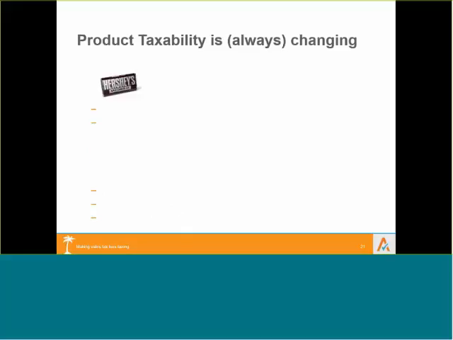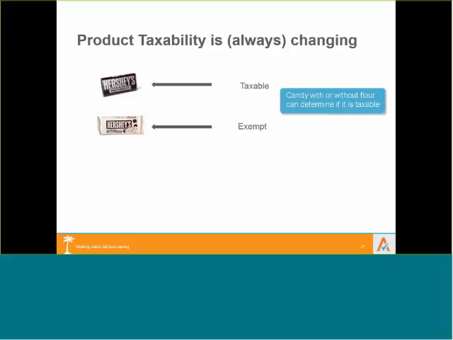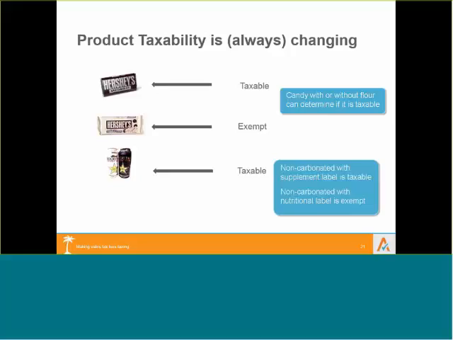This is a candy bar, and with or without flour can actually determine its taxability. If it has flour, it's considered a food, and if it's not, it's considered a candy. 24 states have different rules regarding this as well. Another thing is beverages and energy drinks. One thing to keep in mind is whether or not it's carbonated, with a supplemental label, which ultimately determines whether or not it's taxable or exempt. It's important to understand which of your products are taxable and why. And these are just two examples that we pulled out.